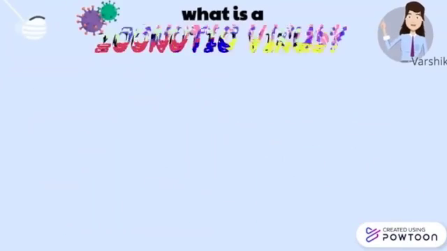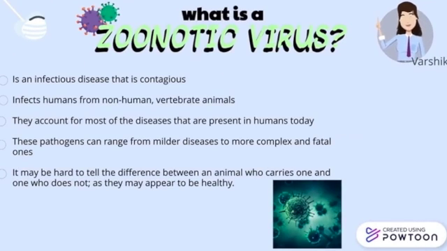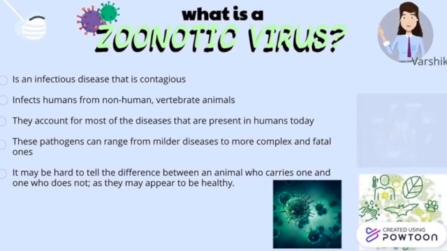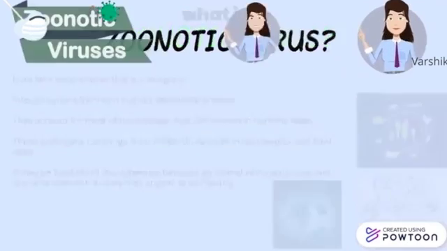A zoonotic virus is an infectious disease that is contagious, infecting humans from non-human vertebrate animals. There are over 200 different types of zoonotic viruses that we know of. These pathogens can range from milder diseases to more complex and fatal ones, and it may be hard to tell the difference between an animal who carries one and one who does not, as they may appear to be healthy.